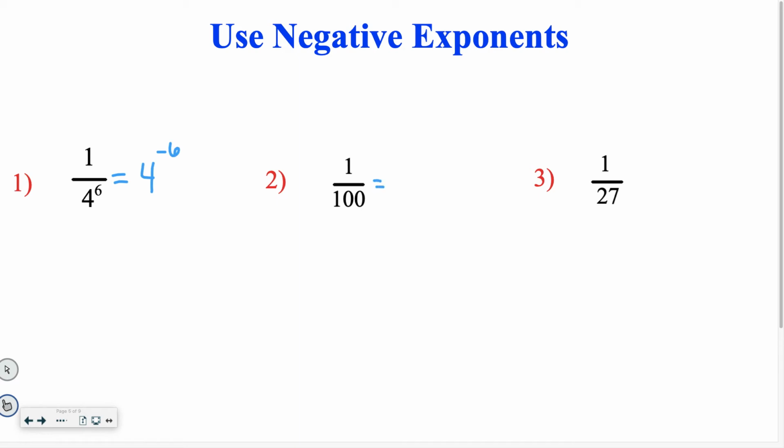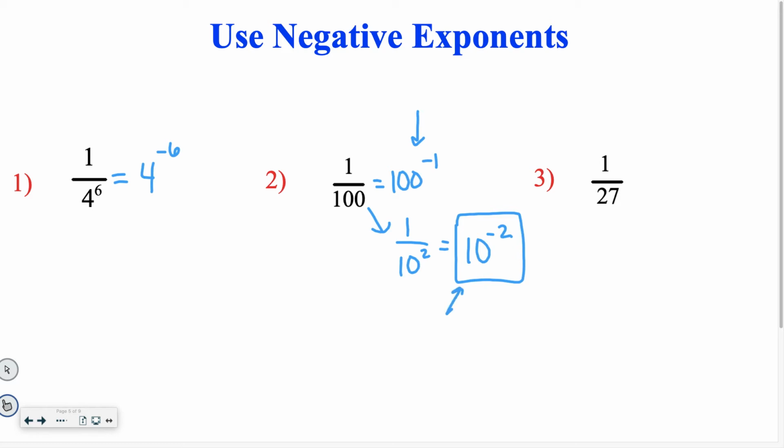If I have a 100, you can either say 100 to the negative 1st power, or some of you might know that 100 is 10 to the 2nd power, so it can be written as 10 to the negative 2nd power. Okay? This is something that you should strive to get to. If all you can see is this for now, that's okay, that's a good start. But our goal is to be able to spot things like this. Okay? And then 27, again, that's another one that you can say 27 to the negative 1st power.